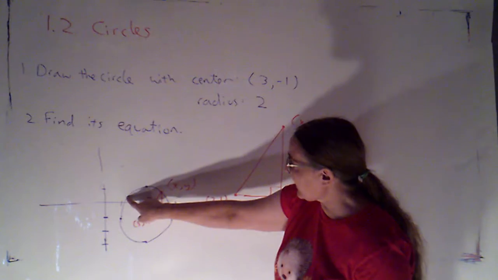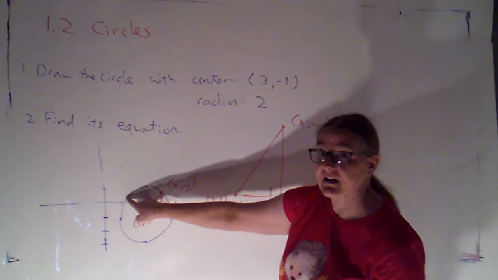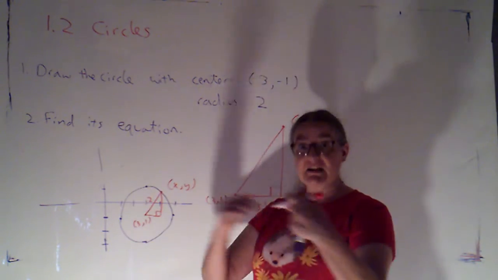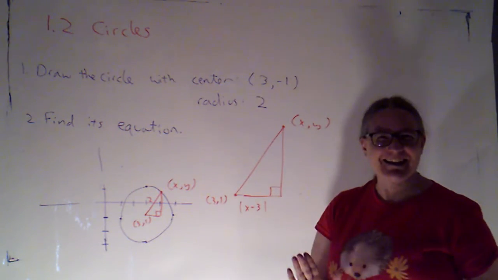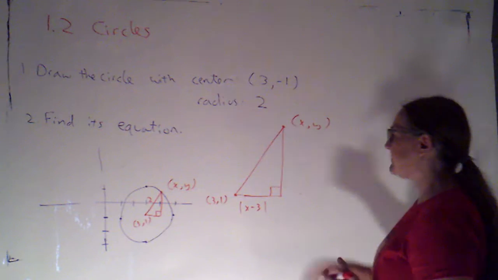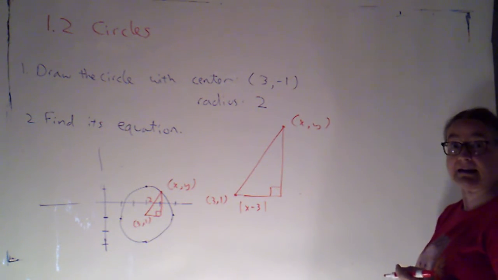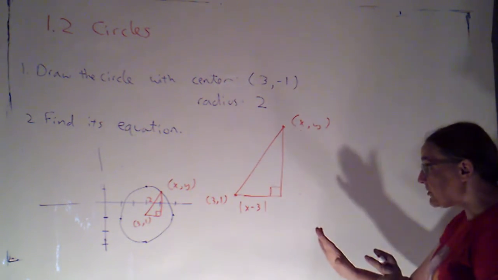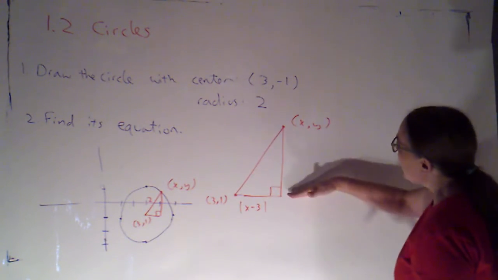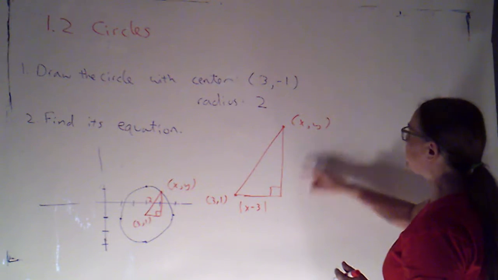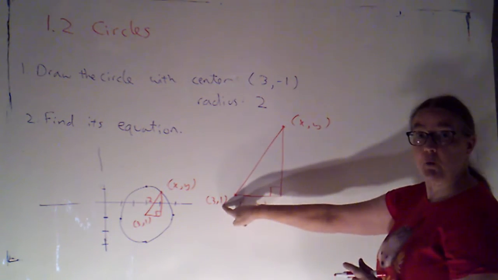That way, if I had chosen a point over here so that x was actually smaller than 3, the distance would be 3 minus x, but that's the same as the absolute value of x minus 3 in that case. I can subtract in either order as long as I take the absolute value. This vertical distance is now the difference between y and -1.